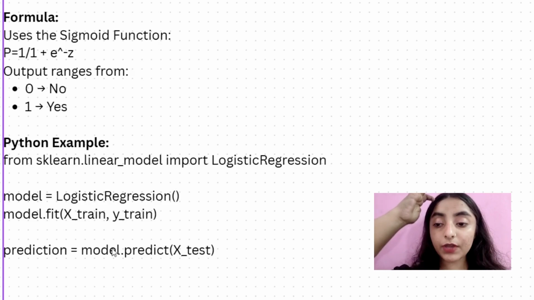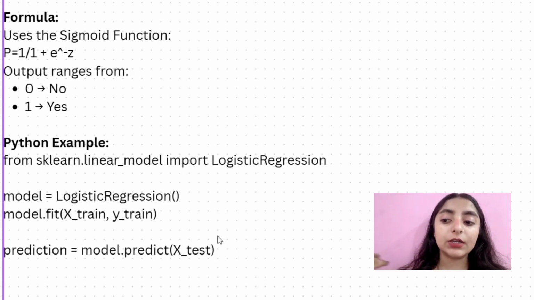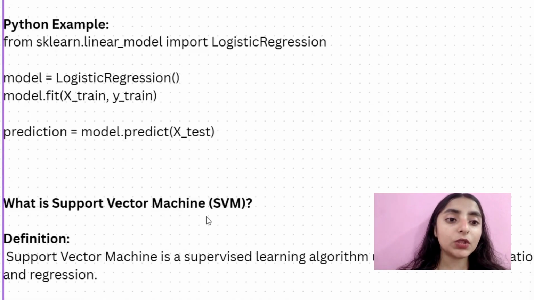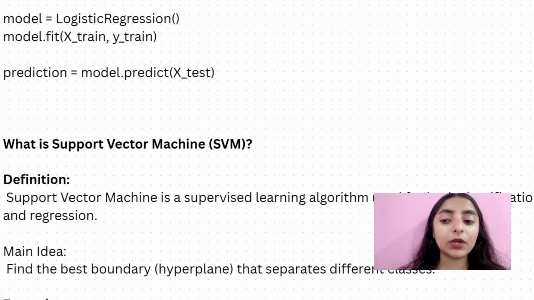So this is the Python example. We are importing LogisticRegression from sklearn.linear_model in our program, fitting the model, and predicting on the test data. Both linear and logistic regression are the same, but the only difference is that linear regression is calculated for numerical values, and logistic regression is for categorical values.